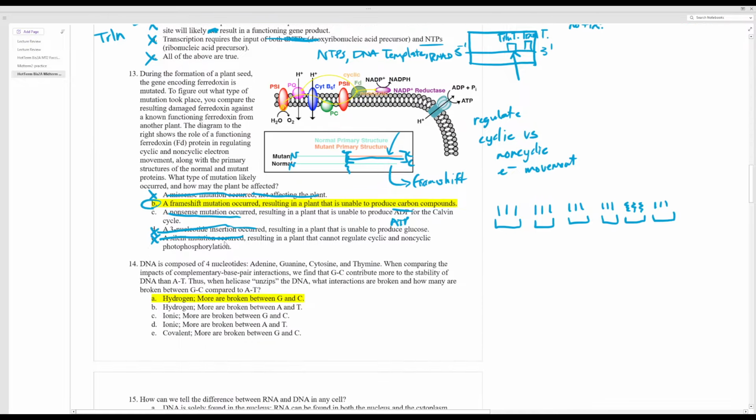Okay. 14, DNA is composed of four nucleotides, adenine, guanine, cytosine, and thymine, when comparing the impacts of complementary base pair interactions.